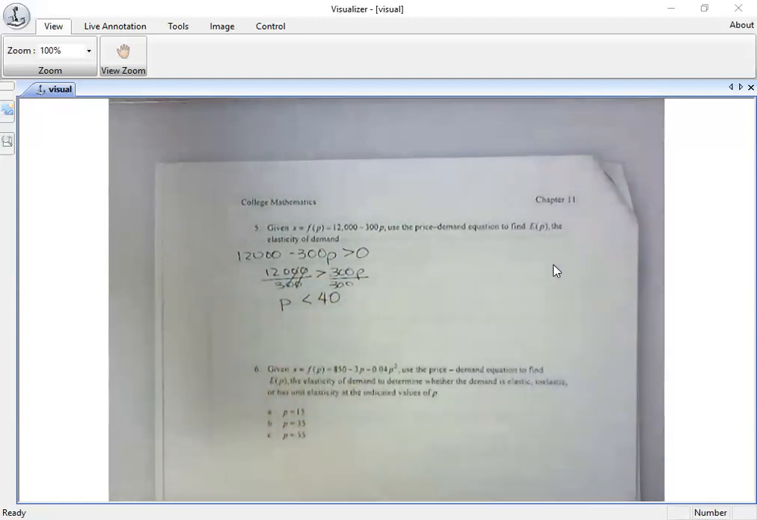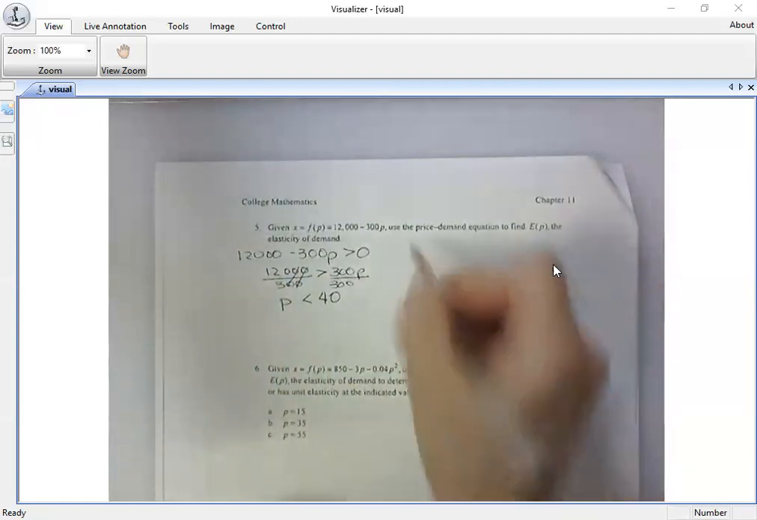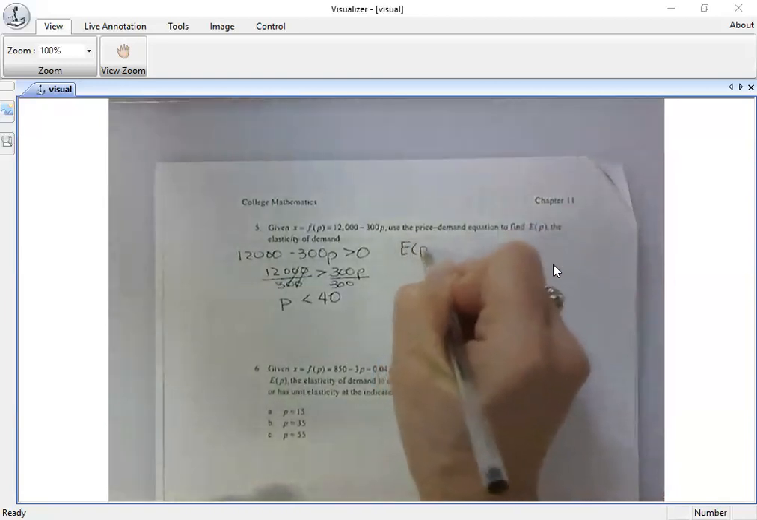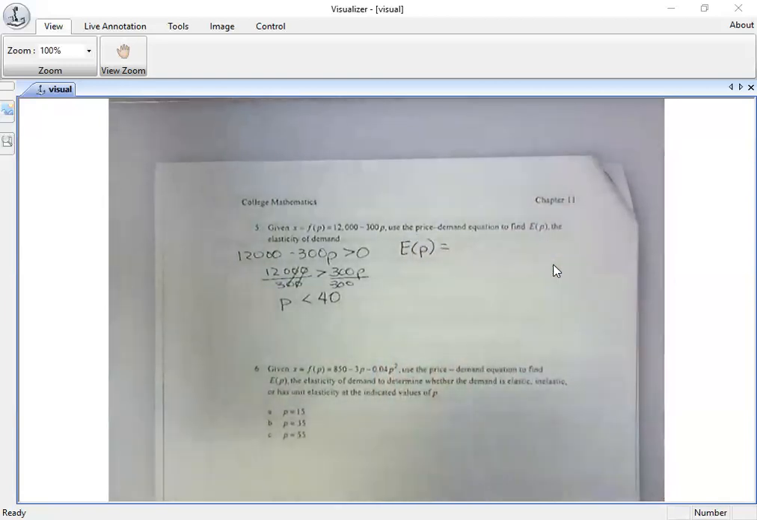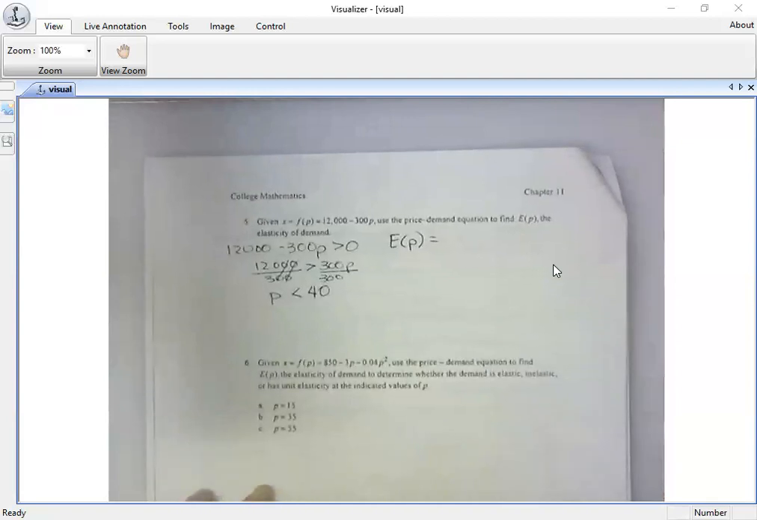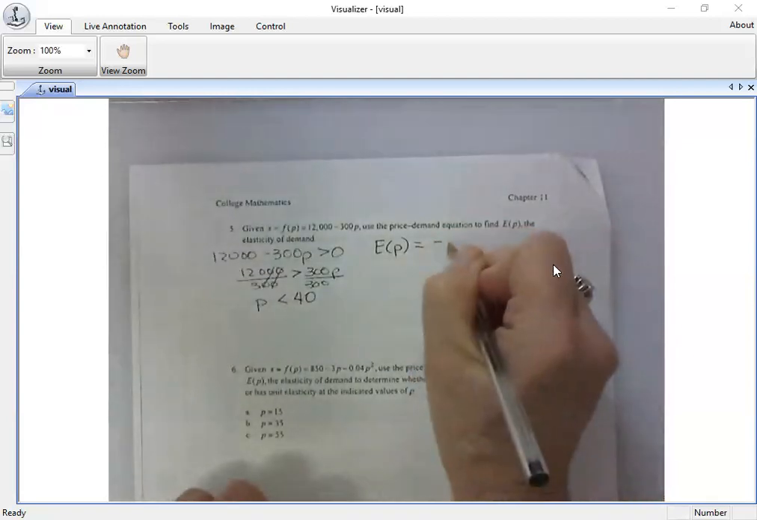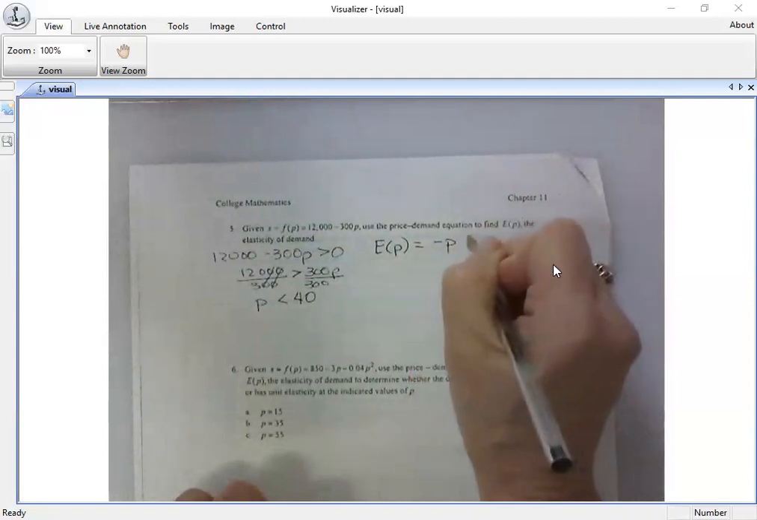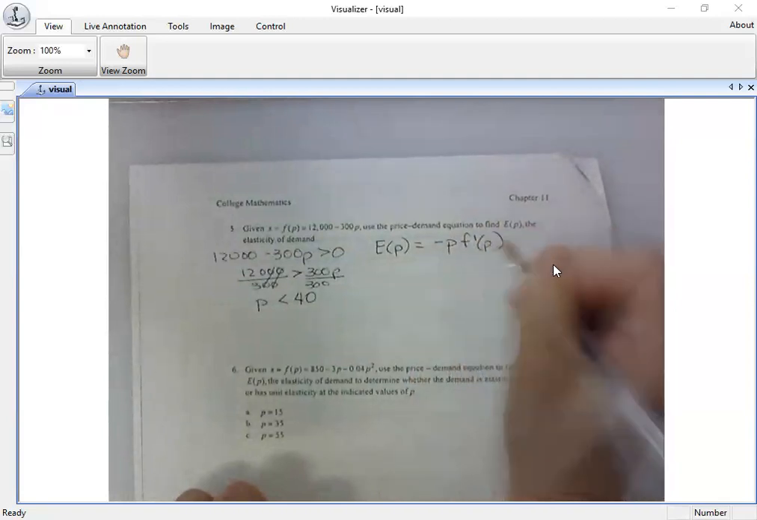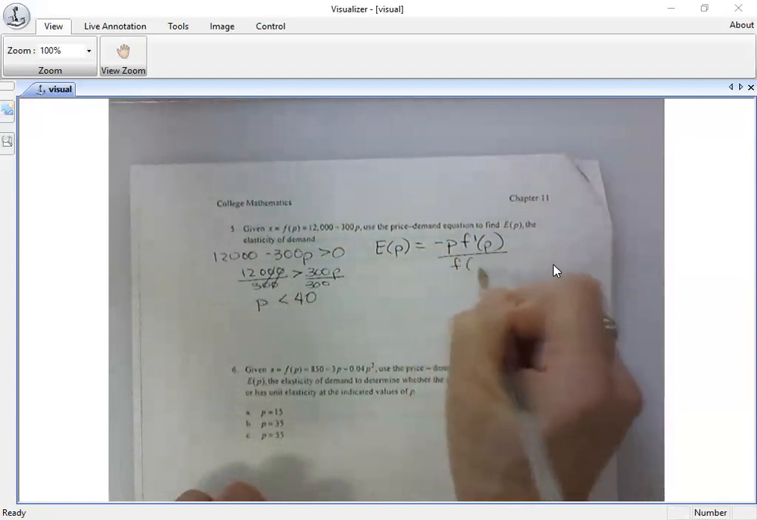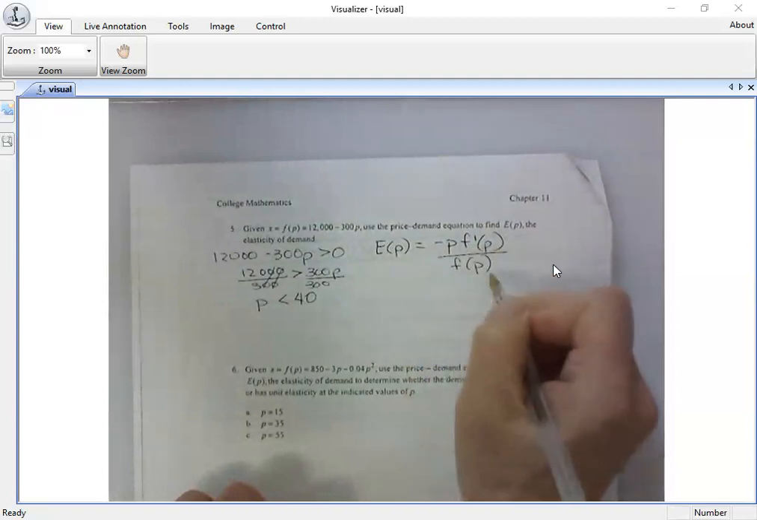So this is going to be valid up to 40. Okay? Now, I still need to find what this E of P is. So E of P is, what did it give us for a formula on the other side? Minus P. Good. That is it. It's a negative P times the derivative of the function over the original function.